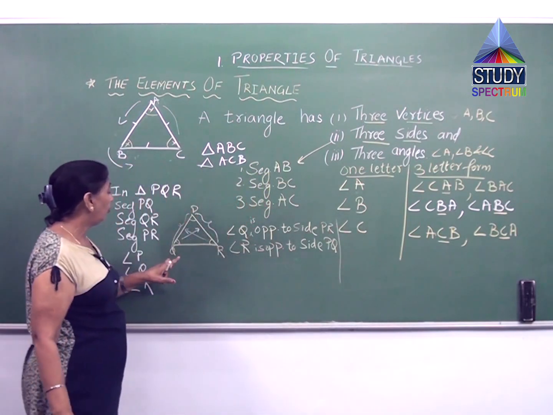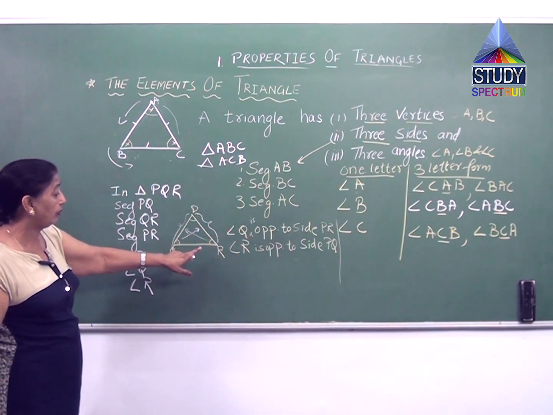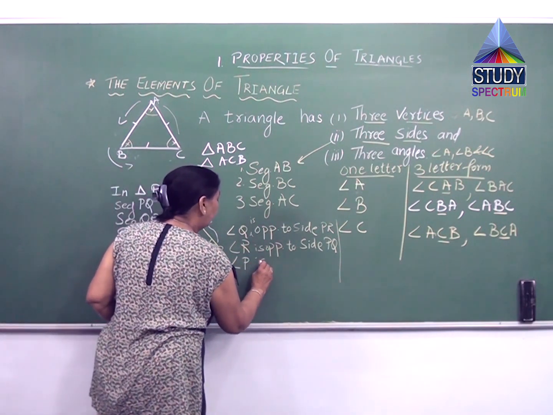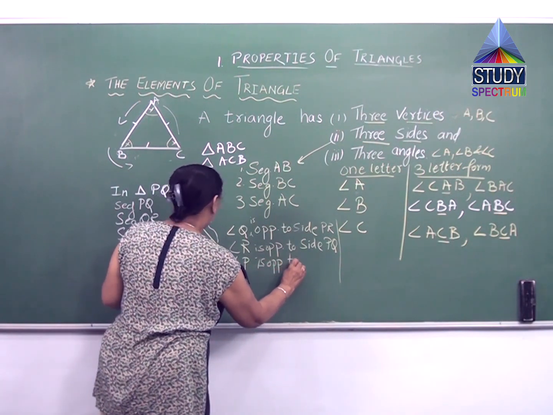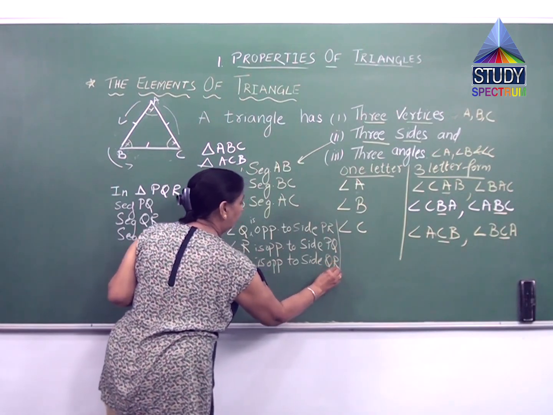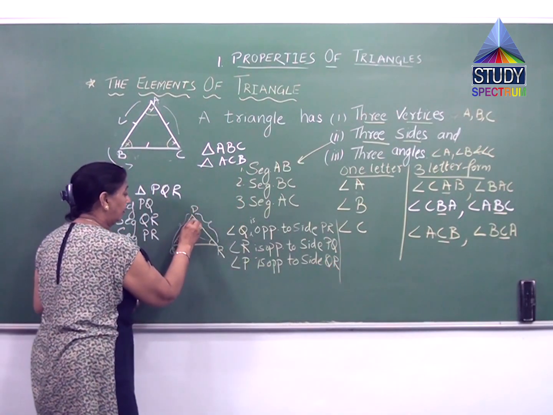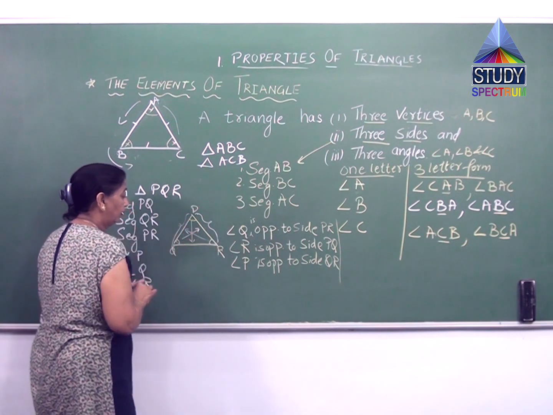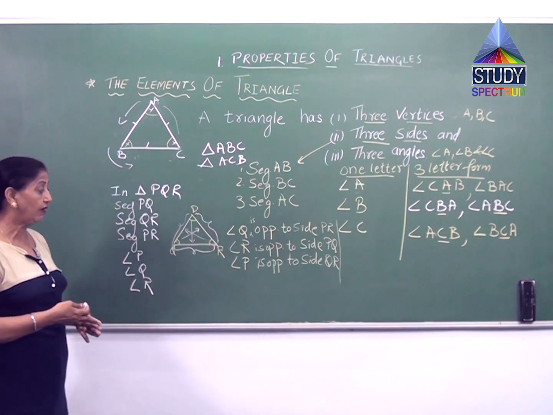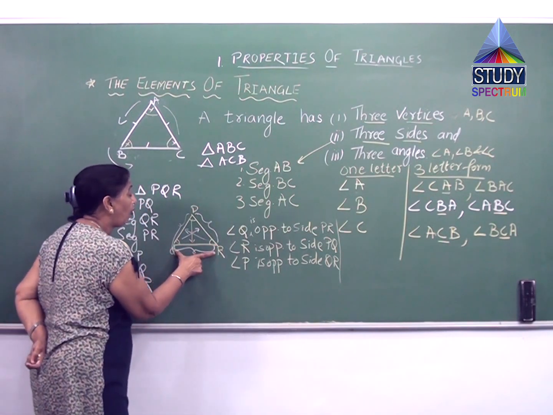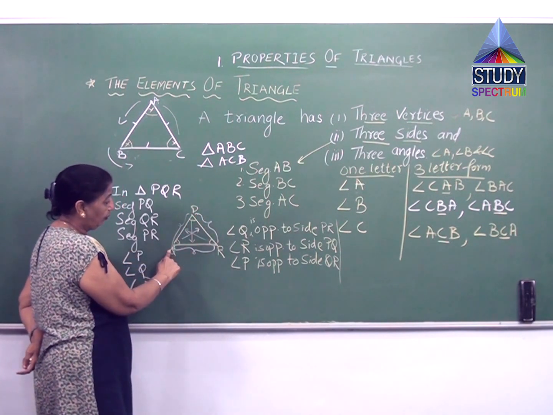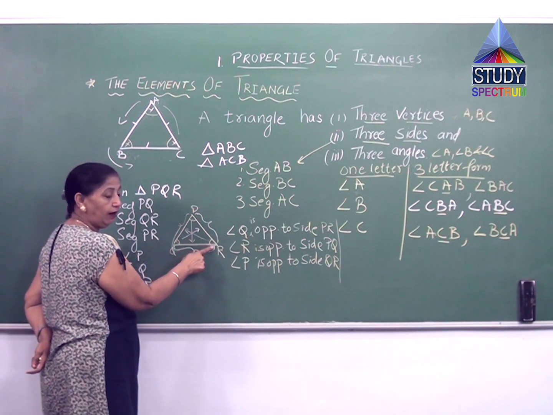Right? Now we are finished with Q, with R, and angle P. Now angle P is opposite to side QR. So this angle is opposite to QR. Or vice versa, we can say side QR is opposite to angle P. Side PR is opposite to angle Q. Side PQ is opposite to angle R.